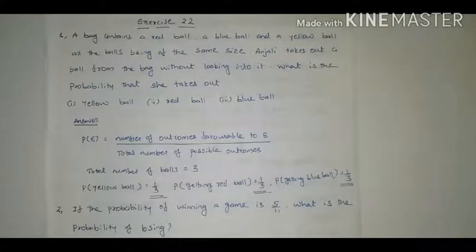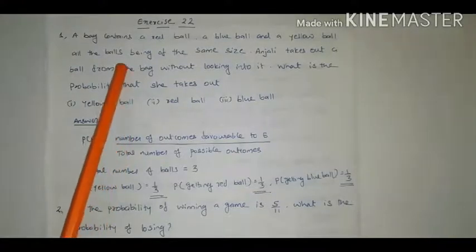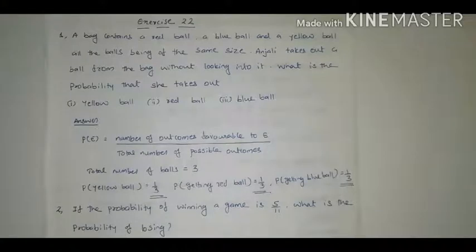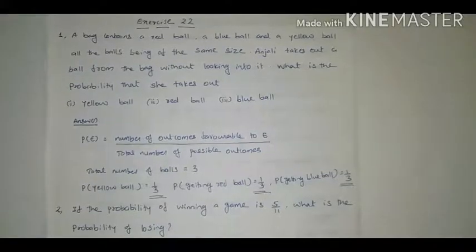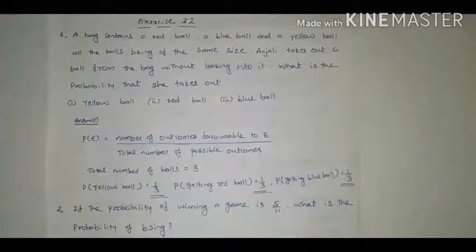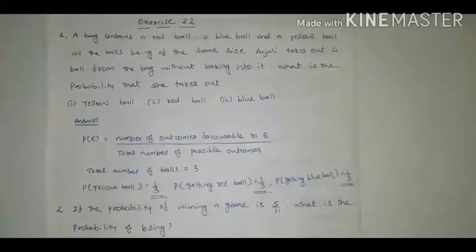So the first question is: a bag contains a red ball, a blue ball and a yellow ball. All the balls are of the same size. Anjali takes out a ball from the bag without looking into it. What is the probability that she takes out: first, a yellow ball; second, a red ball; and third, a blue ball?